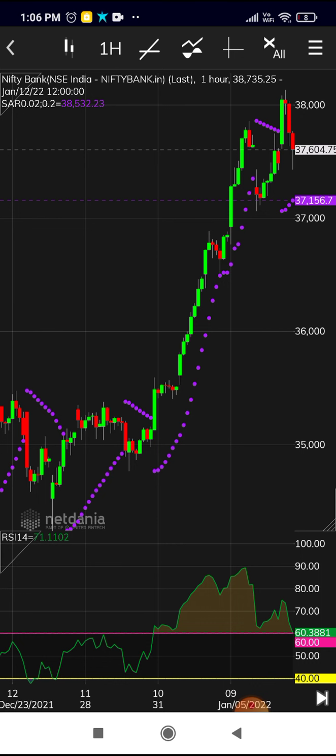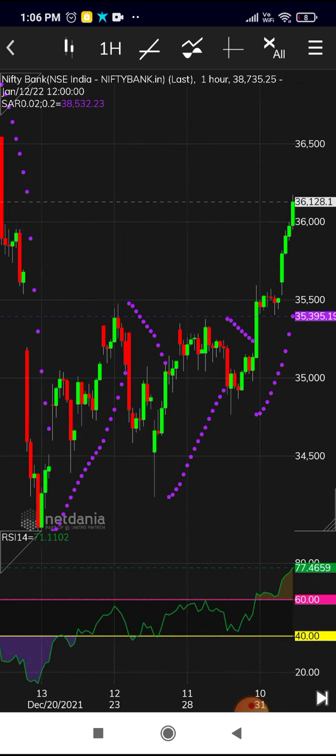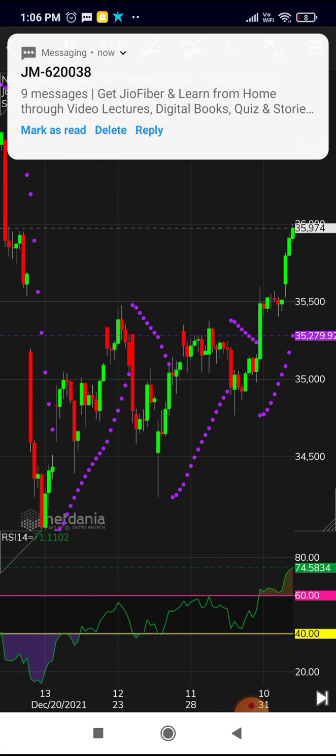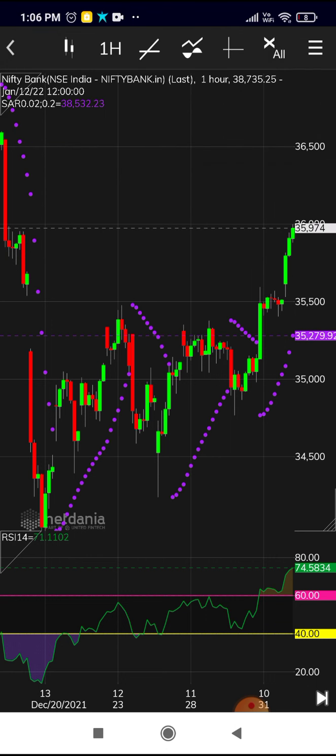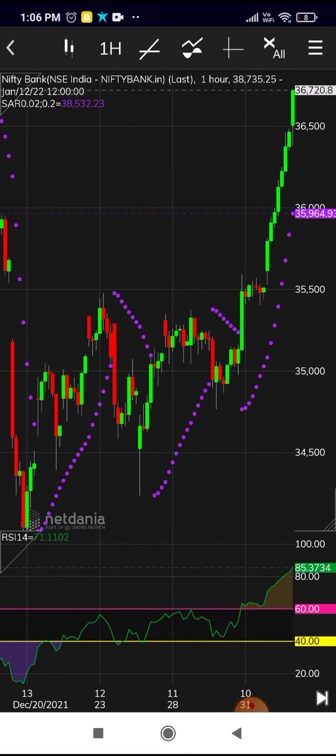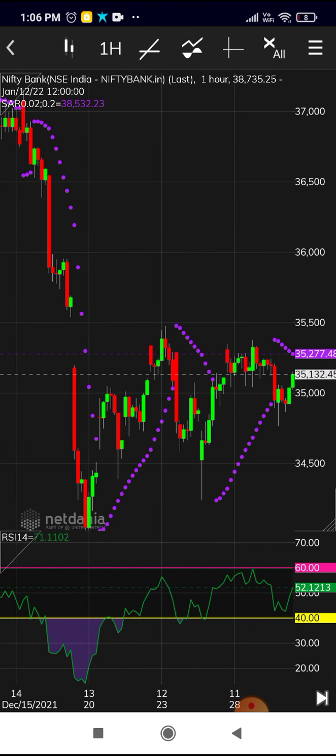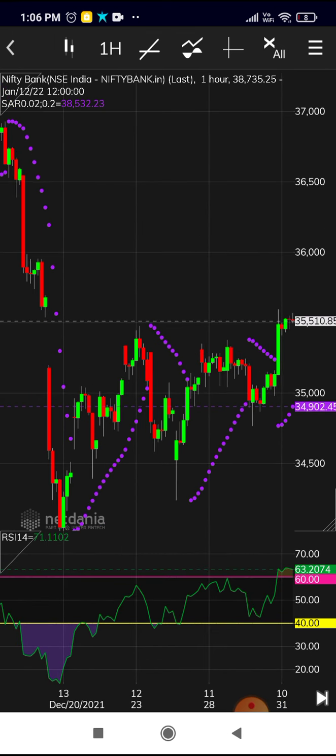Now the beauty of this method is that it will ignore all the sideways movement, and only in a trend it will activate, and you will get proper entry and exit signals. The rules are: you have to take the RSI value. When the RSI value crosses 60, you have to take an entry.